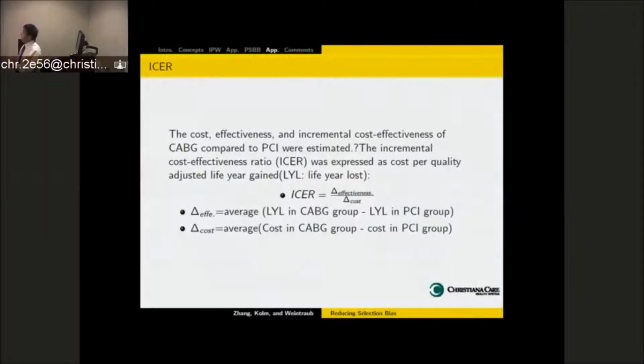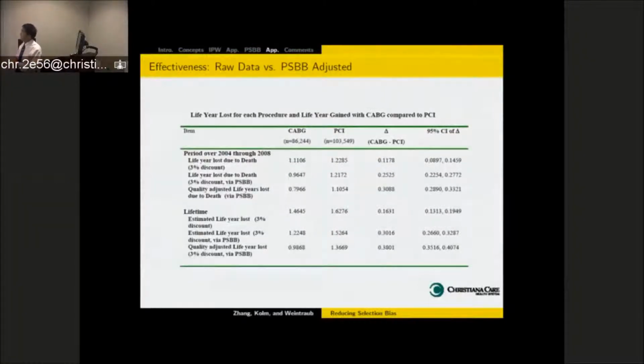So now let's look at how we get this effectiveness. Here, as I mentioned, the effectiveness is converting the death and the incidence rate to quality adjusted life years. And here the cost is estimated by DRG. So we can see first that we look at the effectiveness. We can see the results from our raw data, and then adjusted by propensity score beam bootstrapping. For each group, the results had some change, and we can see that comparatively, the change was smaller for the PCI group. So this is for study time period, and for lifetime, we can see the similar results. So this is for the effectiveness.